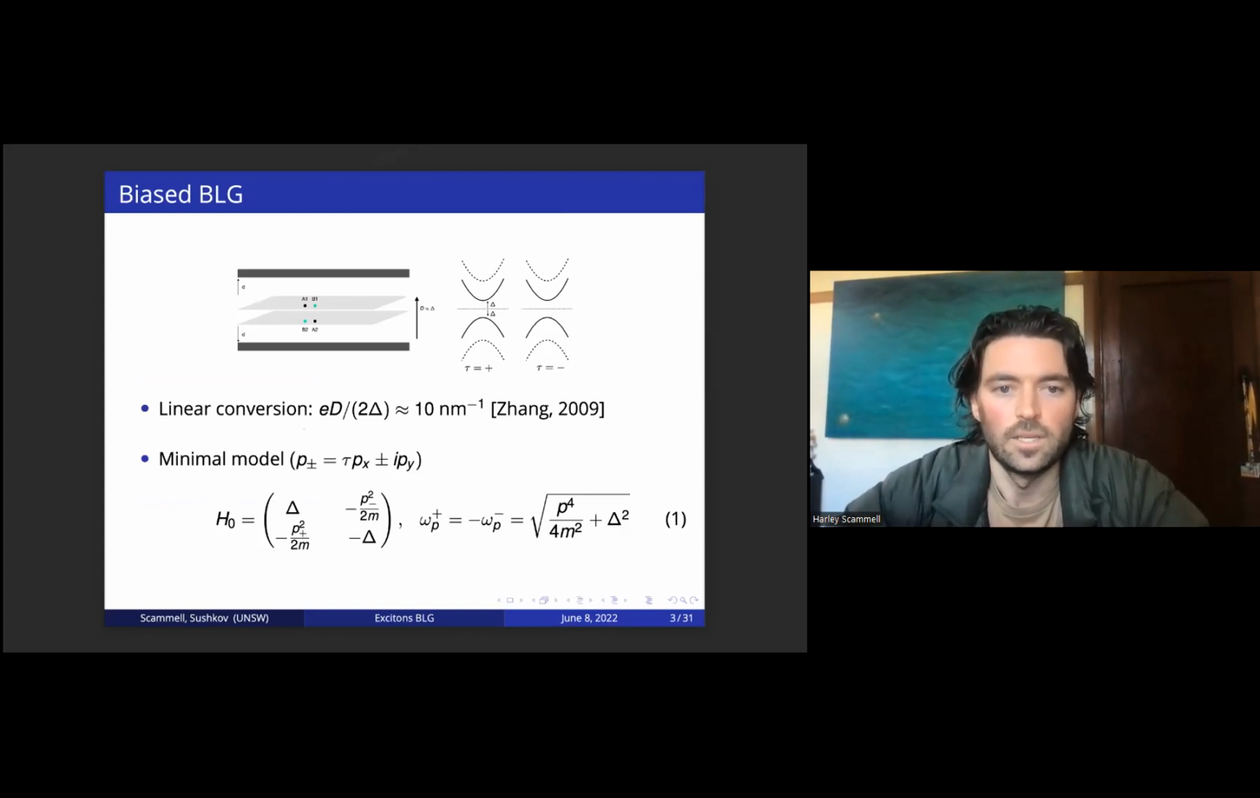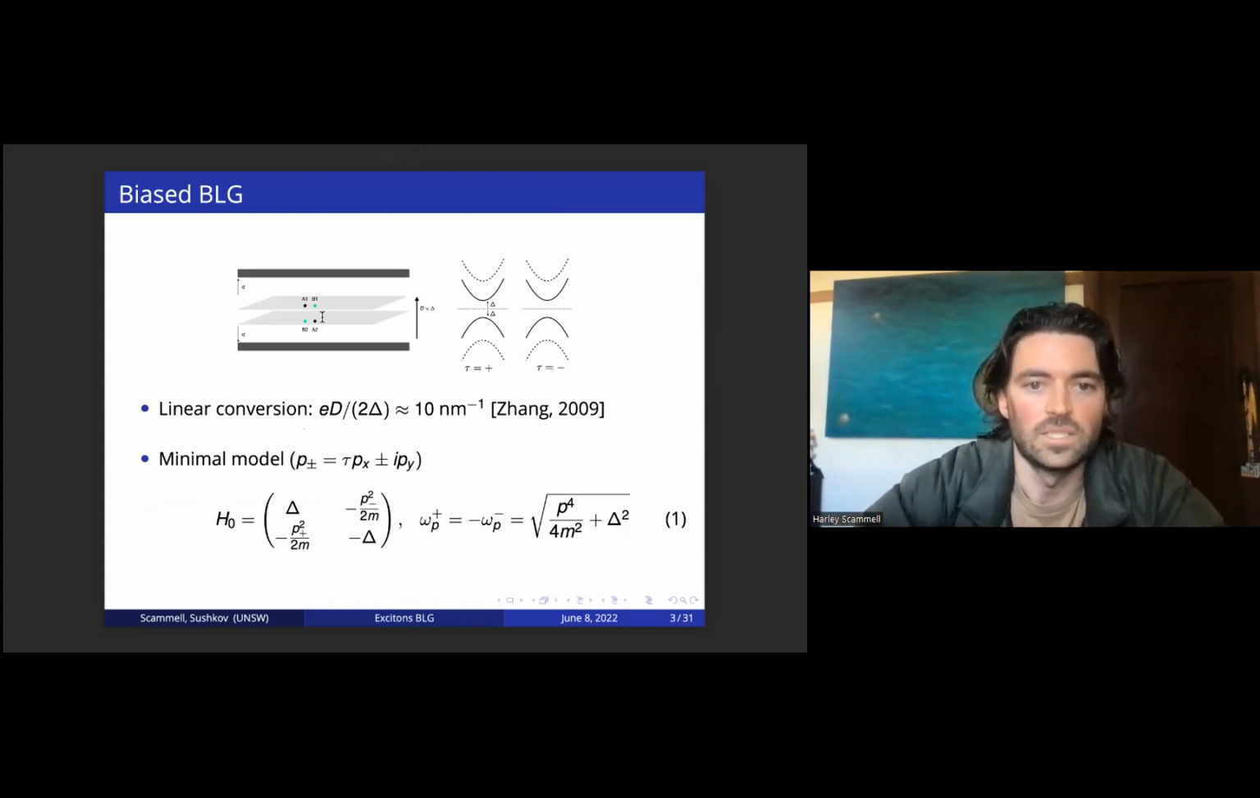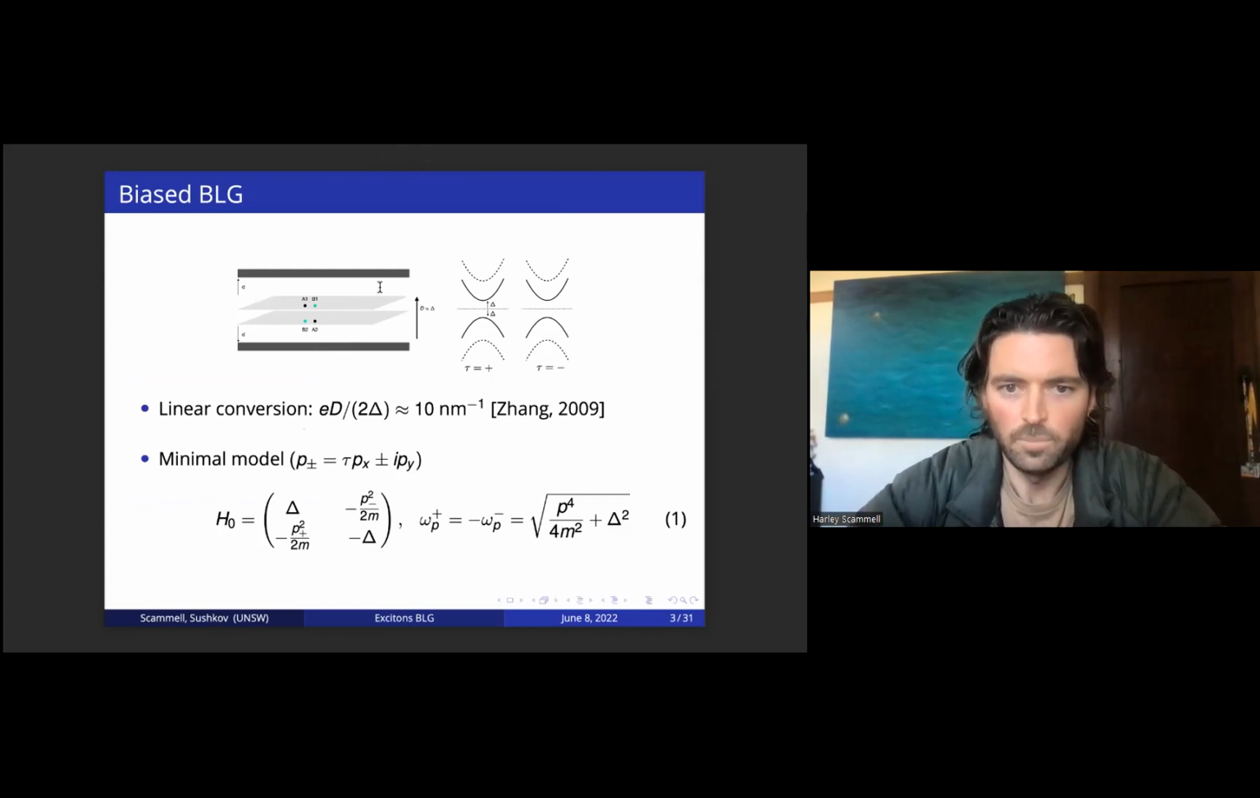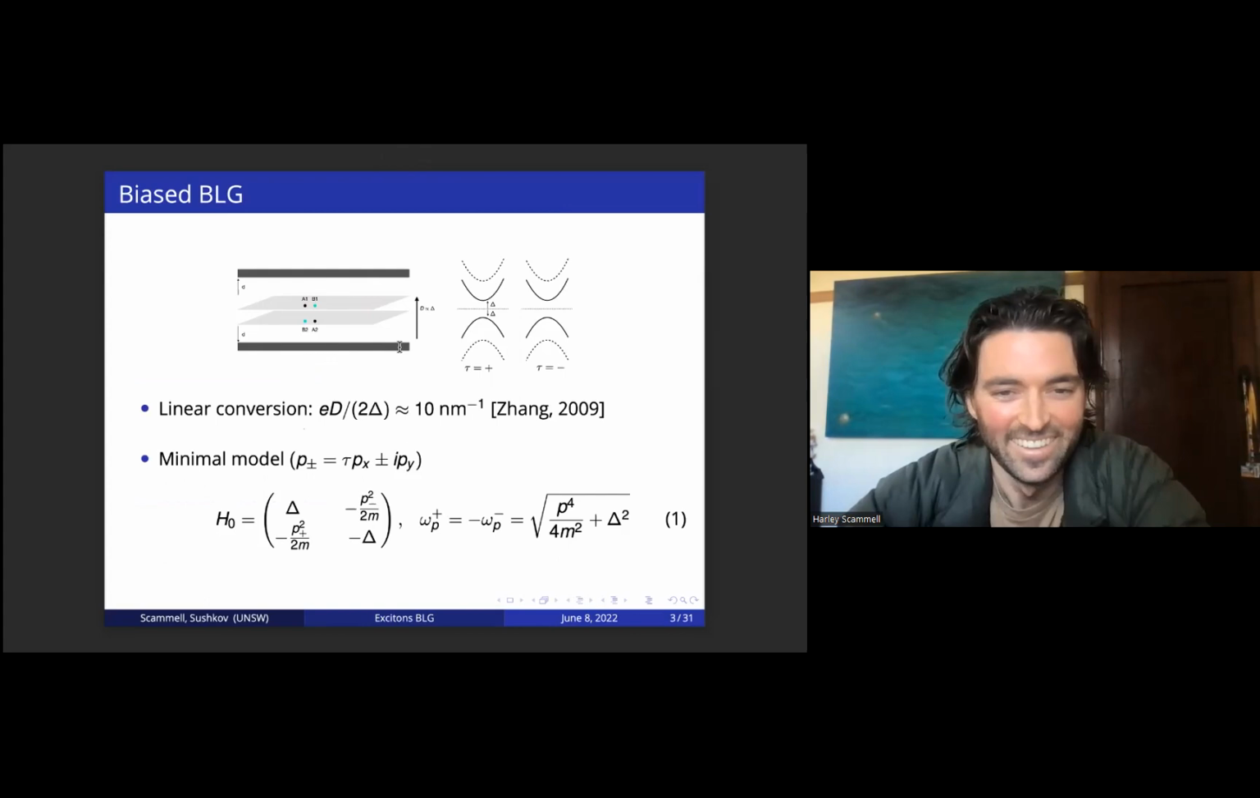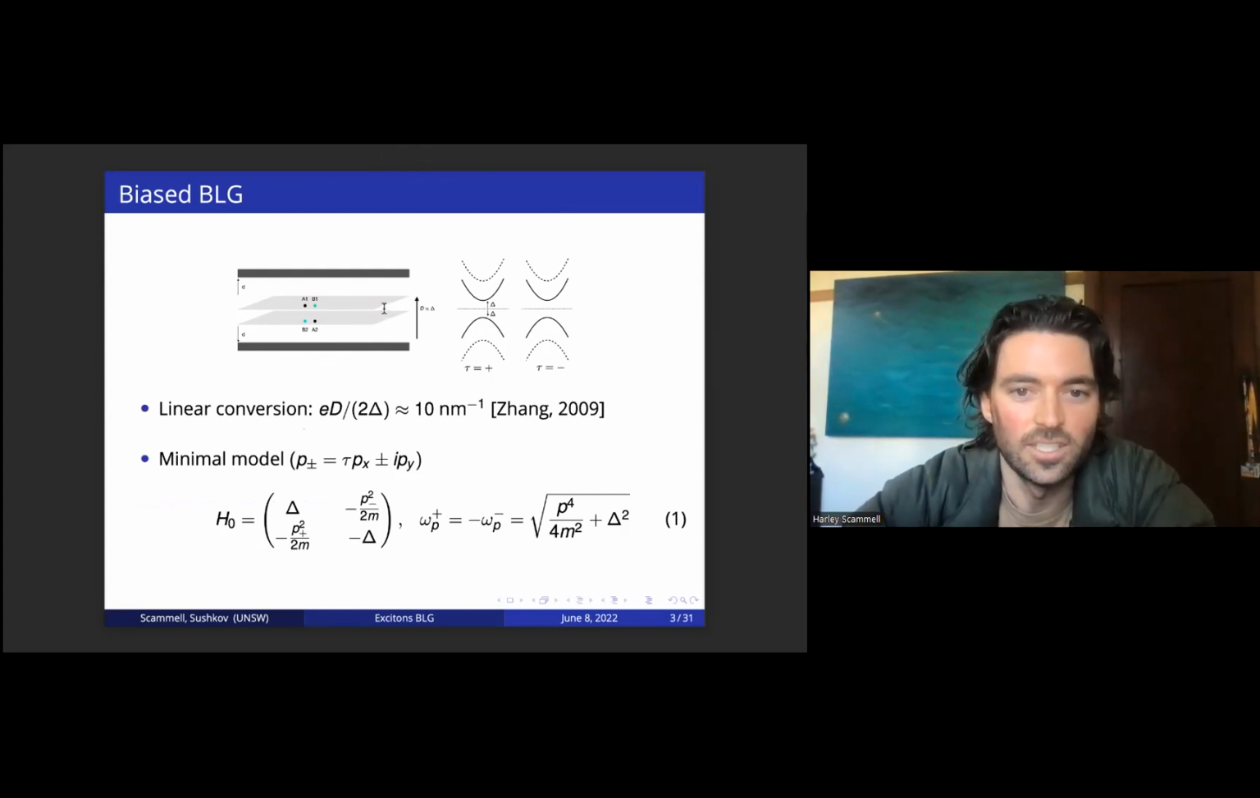So bilayer graphene, or biased bilayer graphene, is depicted here in this cartoon. By the way, do you see my cursor? Yes, we can see it. Thank you. So the two gray sheets here are the two graphene layers of bilayer graphene. And an important point is this is AB stacked bilayer graphene, so it's the most stable form.